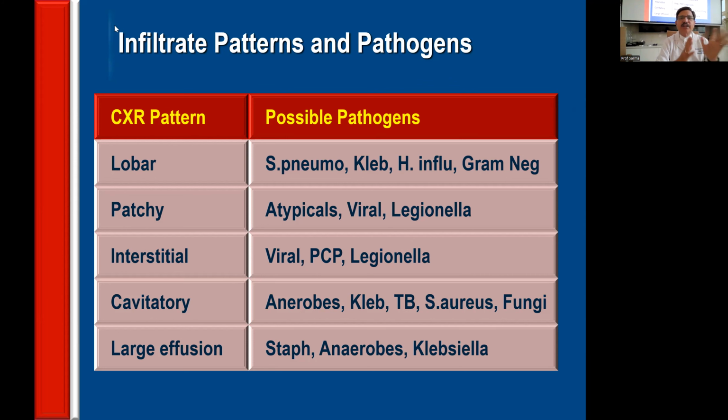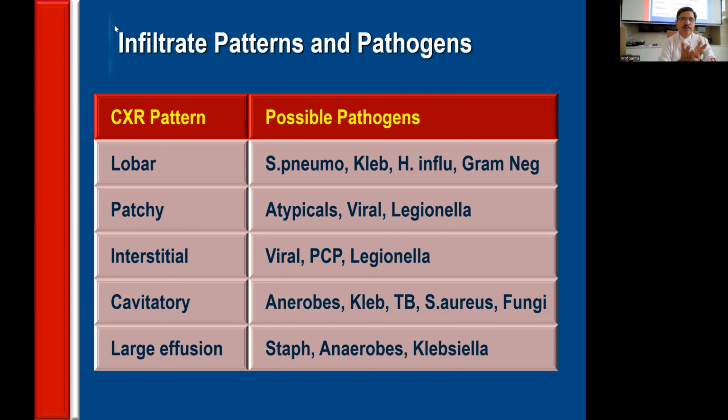Interstitial pneumonia: viral, Pneumocystis, Chlamydia, and Legionella. Cavitatory tuberculosis, cavitatory lesions, anaerobes, Klebsiella, previous TB, Pseudomonas aeruginosa, fungi. Large effusion: Klebsiella, anaerobes, and staph. Very easy, you see now.